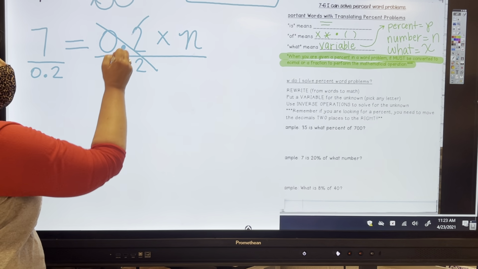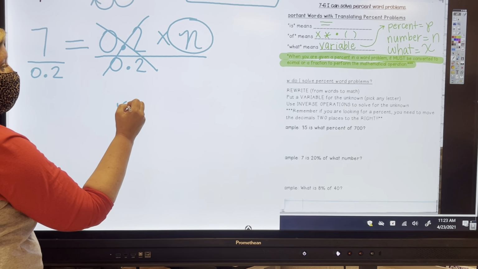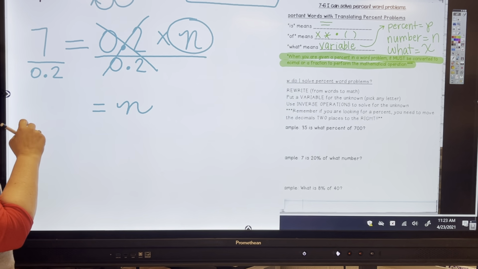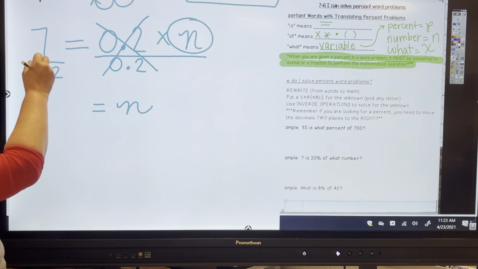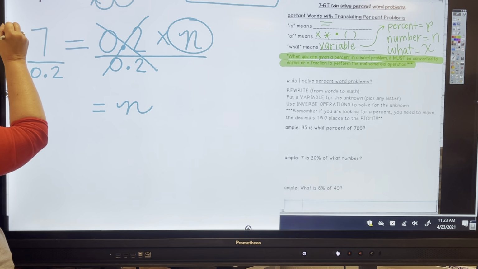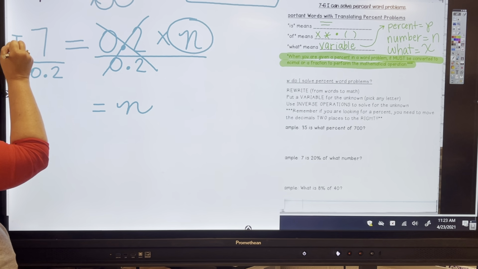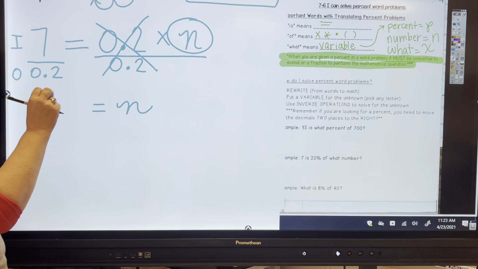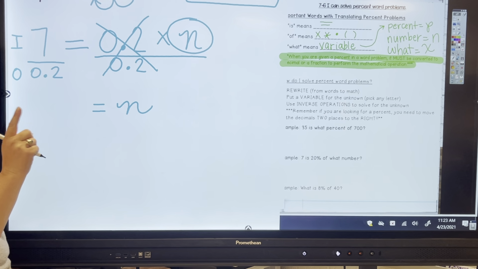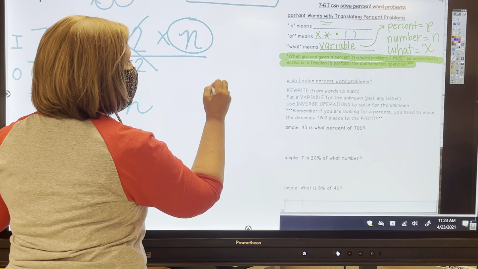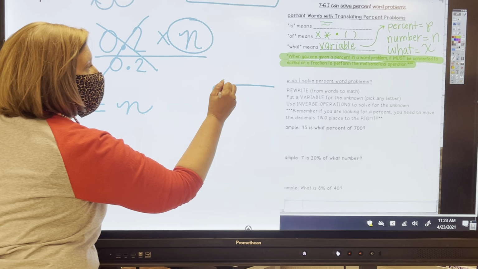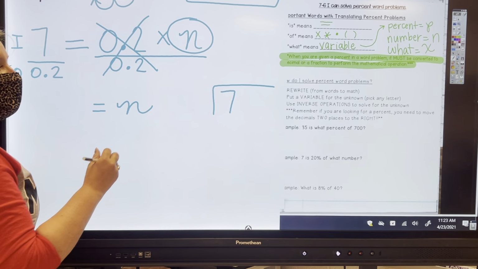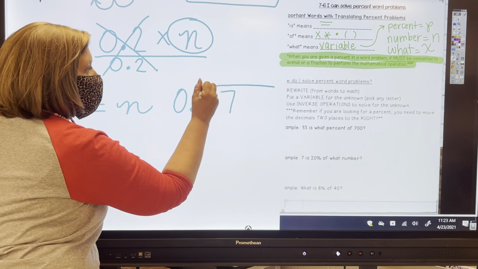So over here it cancels out and I'm left with N. And I've got 7 divided by 2 tenths. Well, what have I told you about dividing a fraction like this? What do we need to remember? Inside, outside. Inside, outside. Some of us had forgotten that on the math test. So what goes inside my box? The inside is a 7. What goes on the outside of my box? That's the 2 tenths.